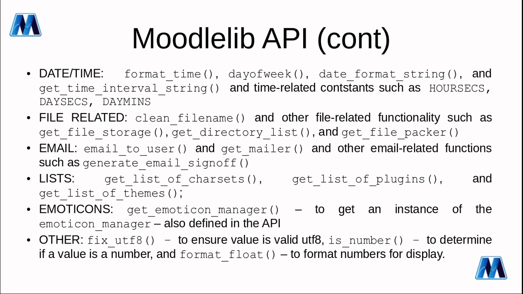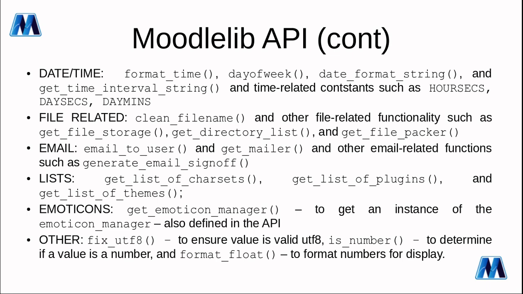File related functionality such as get file storage, clean file name, get file packer. We'll touch on these again in this course when we look at files and uploading and managing files. Email functionality to send emails to users or get the mailer and generate such things as sign-offs. Then you can also get some lists, so you can get the list of character sets and plugins and themes, etc. And you can work with emoticons by getting the emoticon manager and then calling the methods in that particular class.